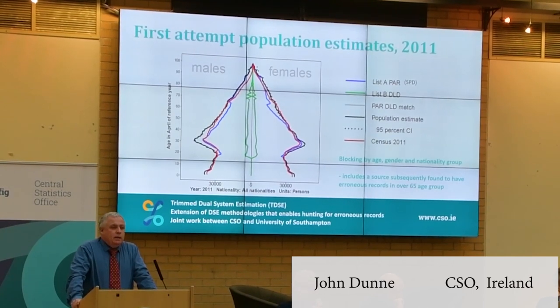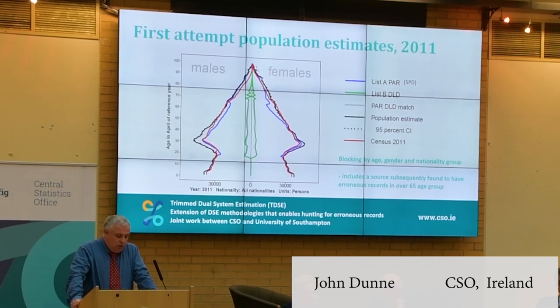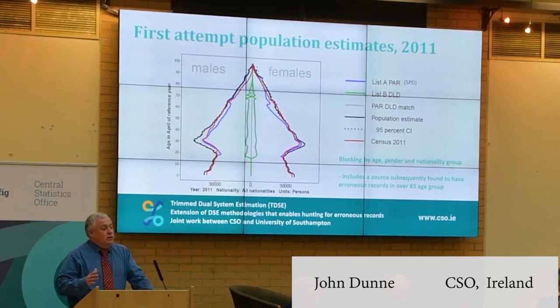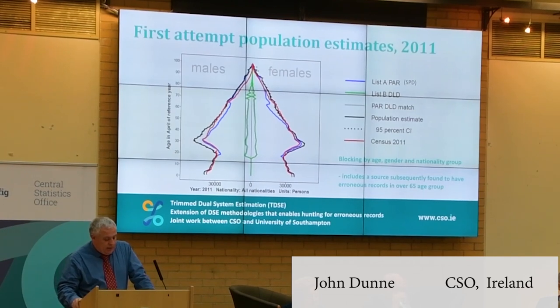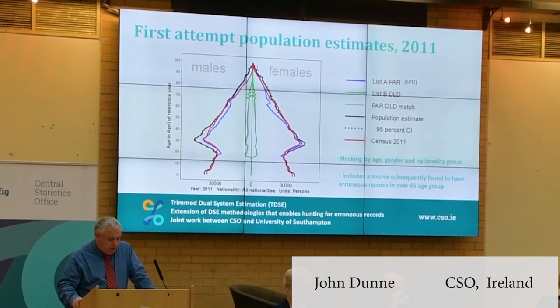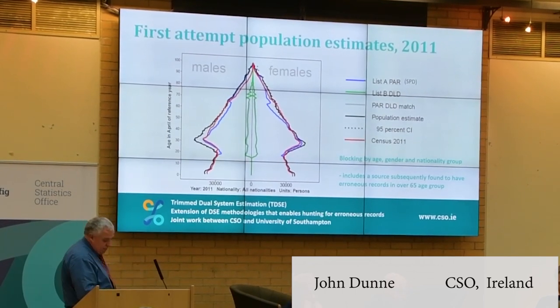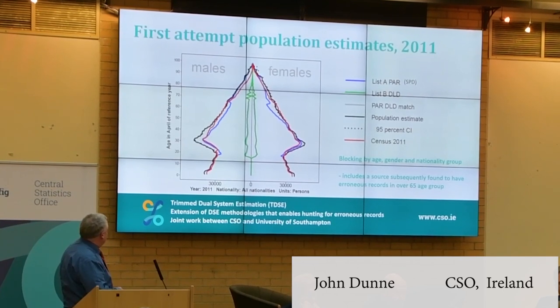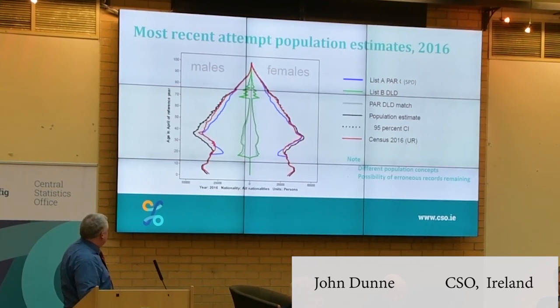And when we went back and looked at this system, we saw that we had used a proxy to identify those in receipt of state pension, and that we didn't use it properly. This source we then dropped and then recompiled the SPD and reproduced our population estimates. So our most recent attempt, and this is now for reference year 2016, looks a bit like this.